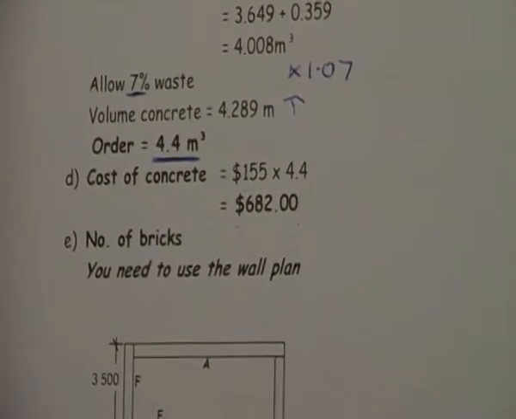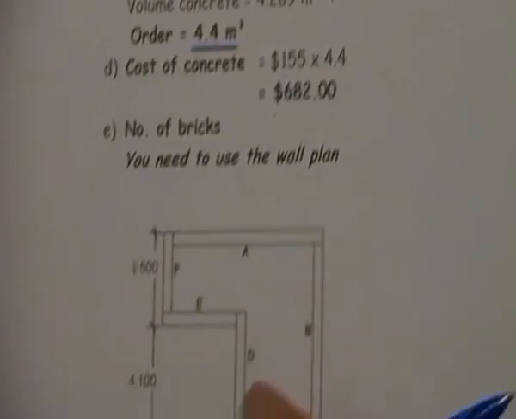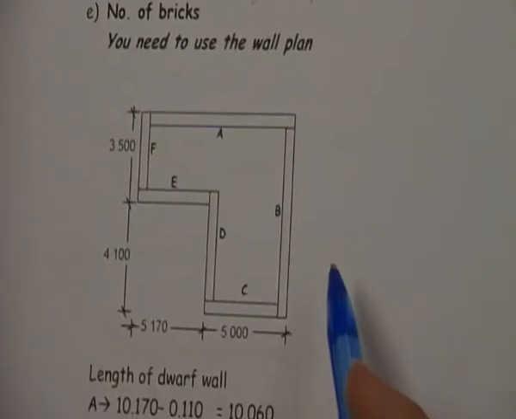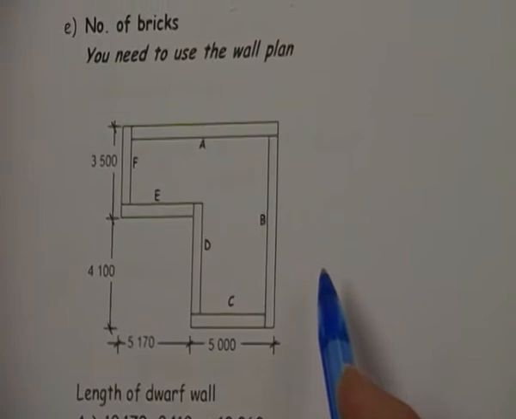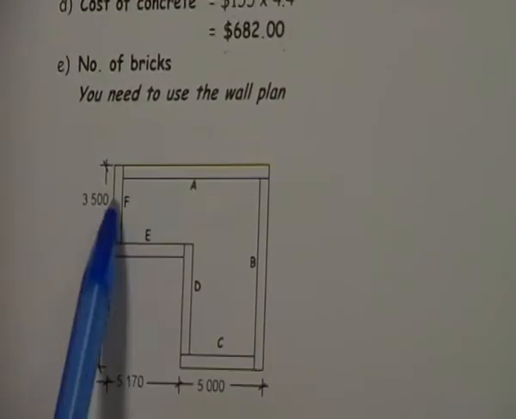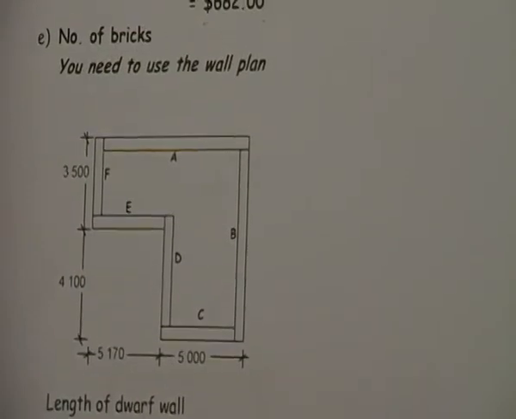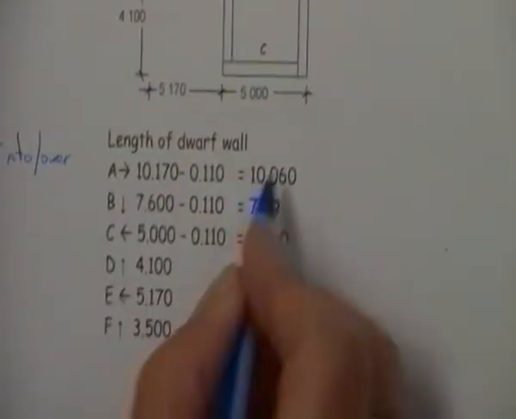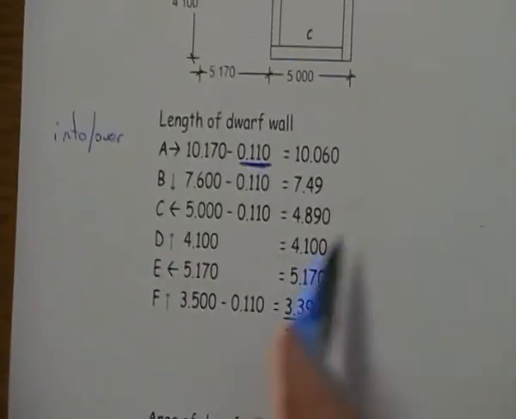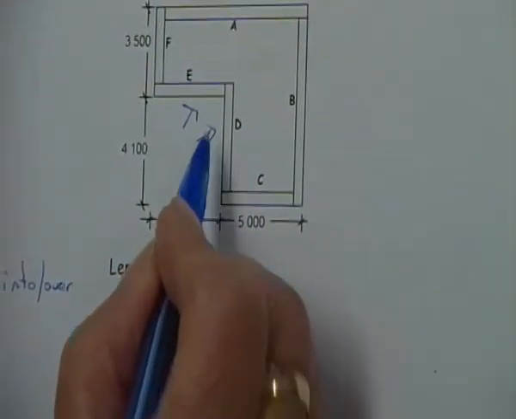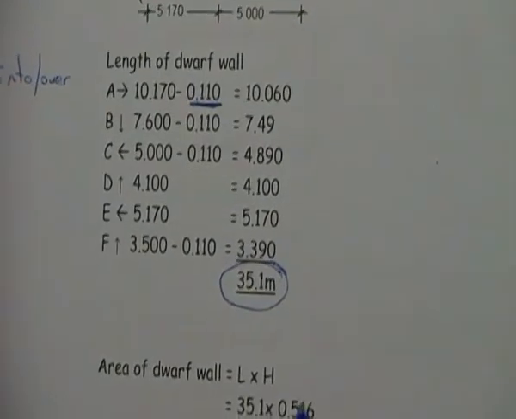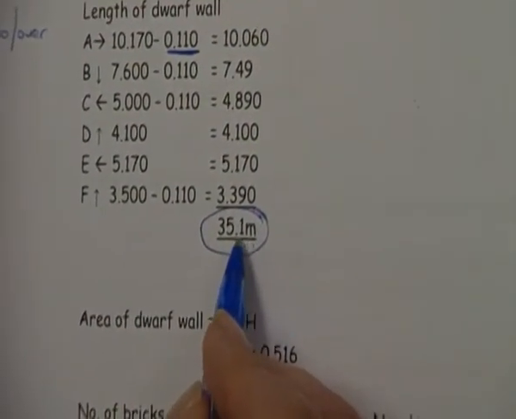Now, when we do the bricks, the big thing to remember is you go back to your brick wall plan. You don't use the footing plan. The footing plan is only used for spoil and concrete. So we use the original plan, and we have to do our intos and overs. And remember, we're doing bricks, so we need to take off the width of a brick. But when we come down to D and E, again, they are the internal corners. We don't take anything off. And we're going to get a length of the brickwork of 35.1.